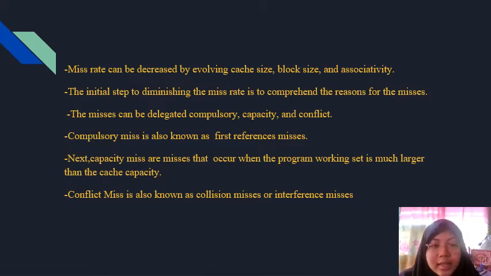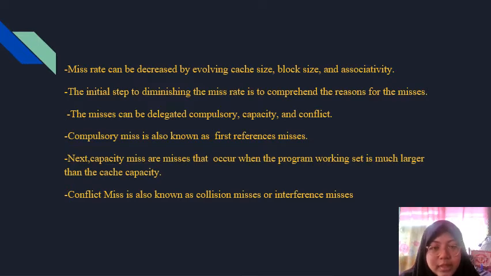The initial step to diminishing the miss rate is to comprehend the reasons for the misses. The misses can be divided into compulsory, capacity, and conflict. Compulsory miss is also known as first reference misses. These misses occur when the first access to a block happens. The block must be brought into the cache.